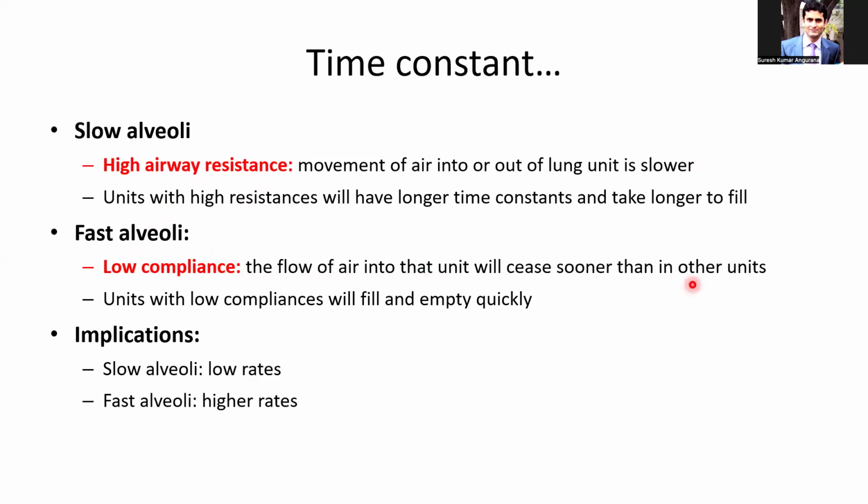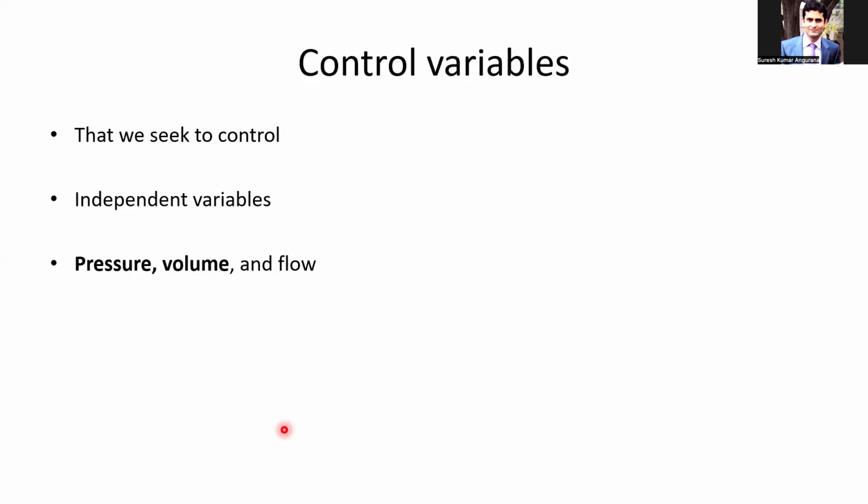In the areas of the lung where there is low compliance, those alveoli will fill rapidly and they will also empty rapidly. So these are the fast alveolar units. With intubation, if the alveoli are slow, we have to give low rates. If the pathology is having fast alveoli, then we can give higher rates to these patients. So we can see that in asthma and bronchiolitis, we often set lower rates for that age, whereas in pneumonia, the rates are higher as compared to the physiological rates for that particular age.